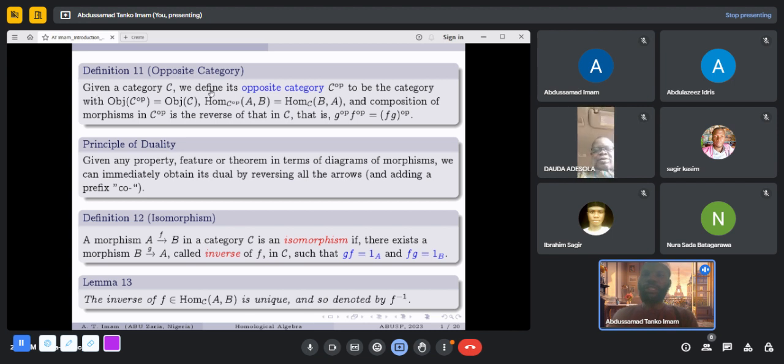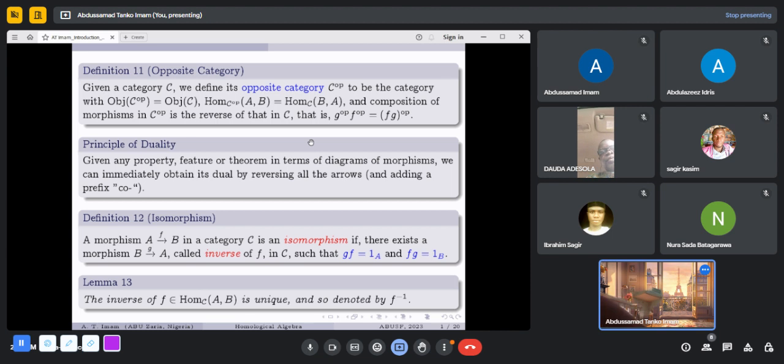So given a category, we define its opposite, denoted by C^op, to be the category whose objects are the same objects as the original category. But morphisms in the opposite are now the reverse. So if you have a morphism from A to B, in the new category it is from B to A. Every arrowhead is reversed. And then composition is achieved in the reverse order of the composition.